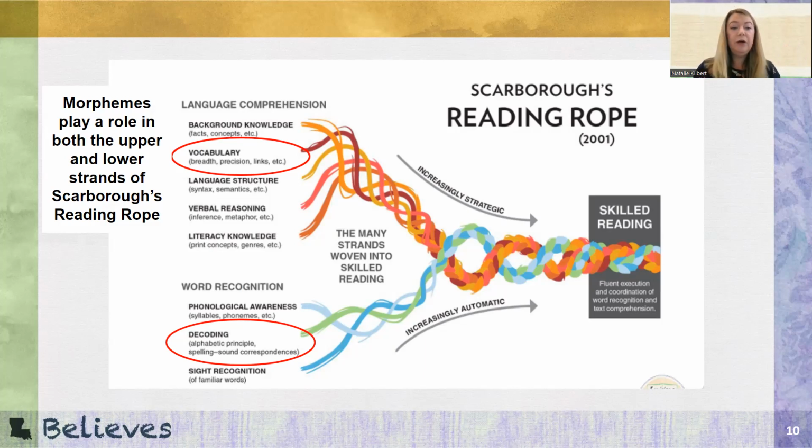Okay. And so most of the time, our hat in middle school and in high school lies in that upper strand, language comprehension. We hope they come to us with word recognition, even though we know that's not always the case. But it's always our job to further develop that upper part of the rope, the background knowledge, the vocabulary, all these different things up here. Morphemes play an exceptional role because they live in both parts. So again, they're a high leverage strategy to helping students become more skilled readers.